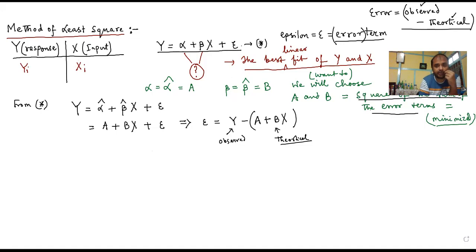So if I do so in this manner, then we can express the equation which is written in terms of epsilon as follows. For each of these experiments, epsilon i, each time the error term is calculated and it is found to be yi minus a plus bxi. Now, method of least square is saying that you have to consider the square of the sum of the error terms. Okay, so we take the summation of the error terms.